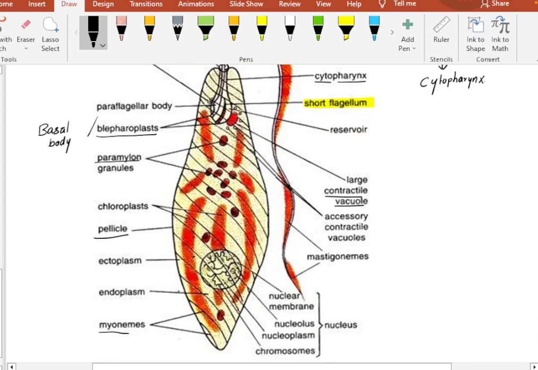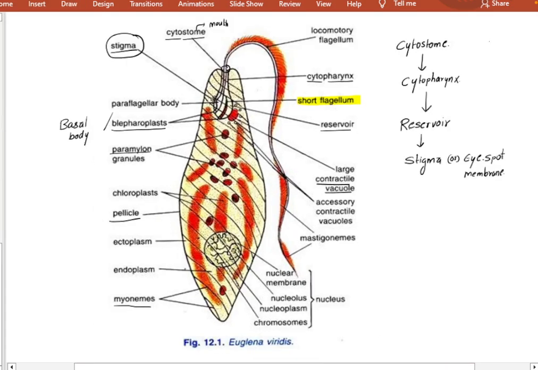Myonemes also, just remember where they are, they will ask. Myonemes are in the Euglena only. Okay, so this is the sequence. Everyone write please. Cytosome will come first. After the cytosome, outside to inside, the next thing is the cytopharynx, after that the reservoir, and after the reservoir, the stigma. These are the four structures in the sequence.